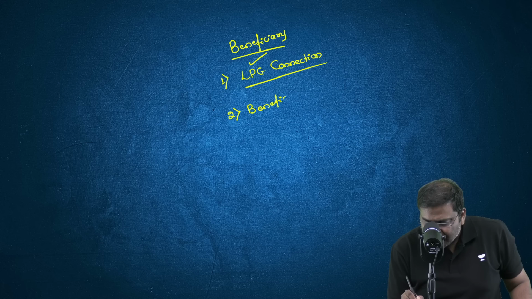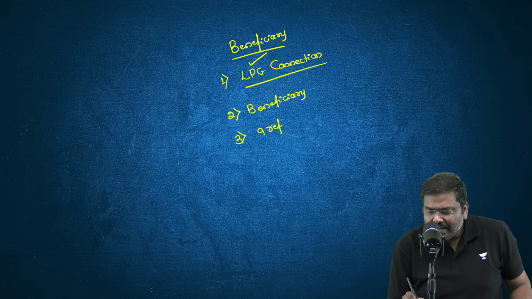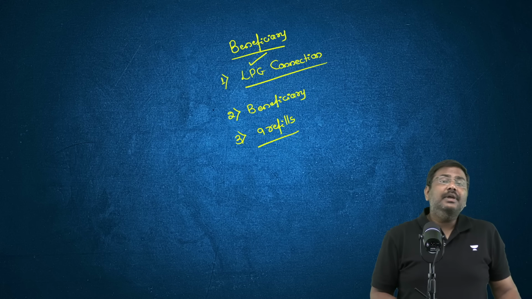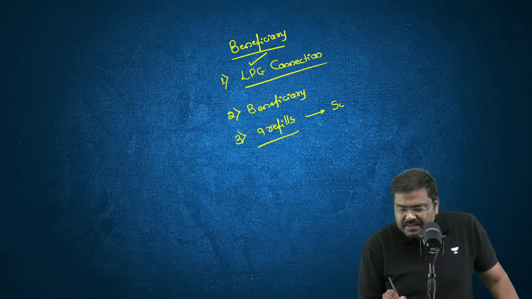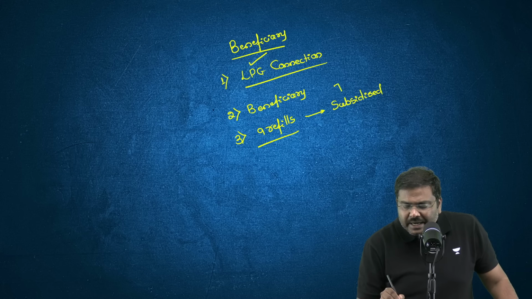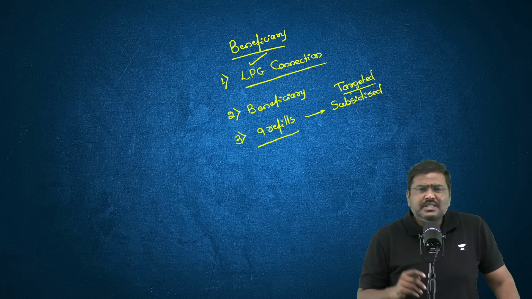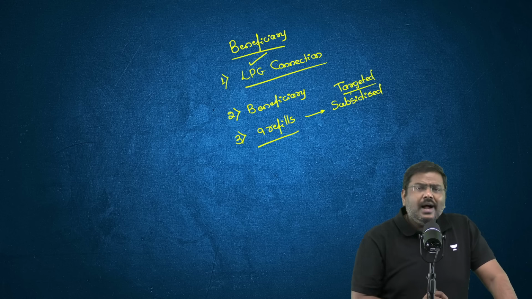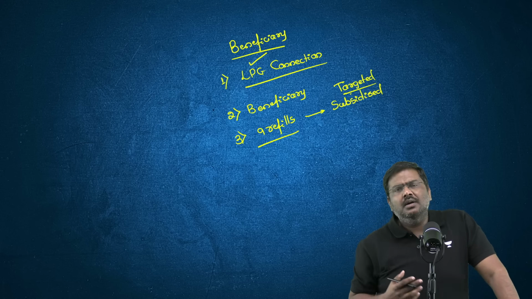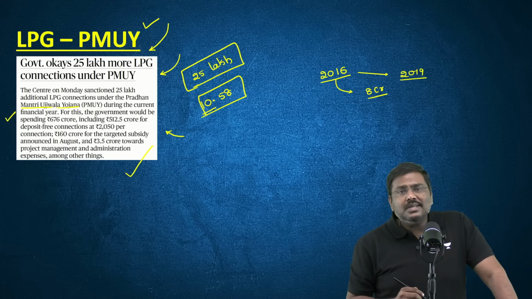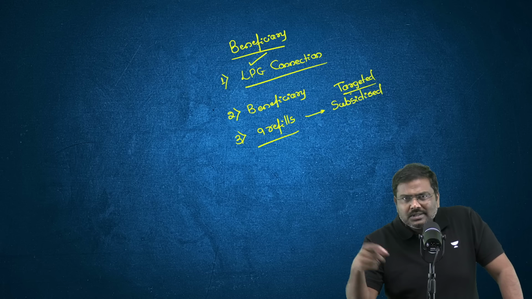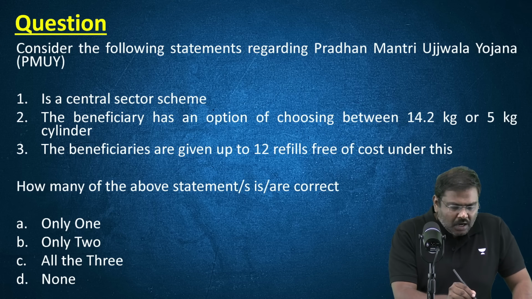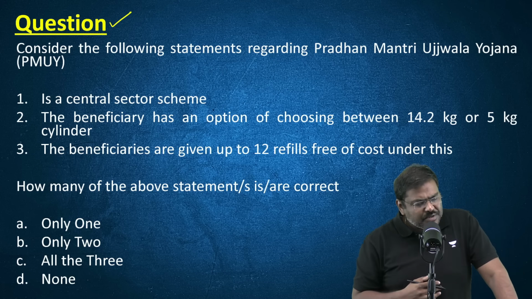In addition to this, 9 refills, please remember this, 9 refills in a year, if you're covered under PMUY, will be at subsidized prices. That is, the government will provide a targeted subsidy. Government will provide a targeted subsidy of 300 rupees per LPG cylinder if you're a beneficiary under the Pradhan Mantri Ujjwala Yojana. So these are certain very important points associated with the PMUY. Now the target has been expanded. Now associated with this, let's solve one more MCQ.